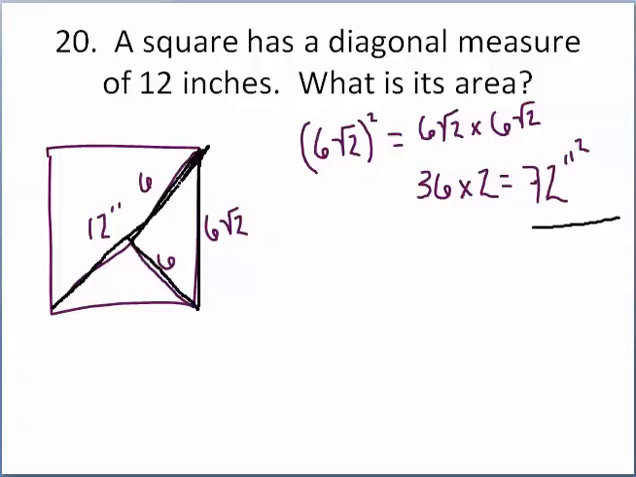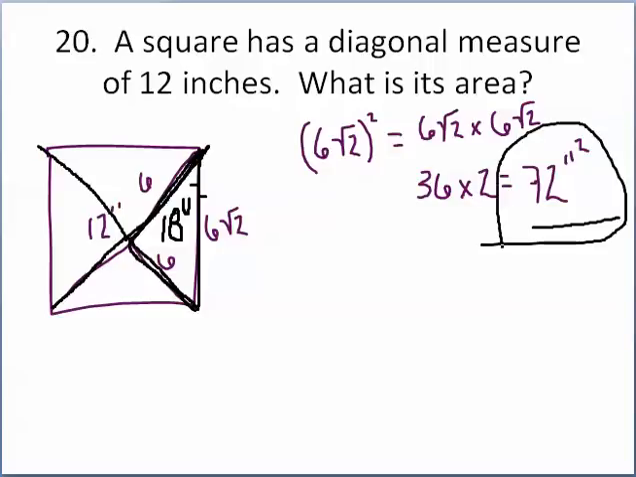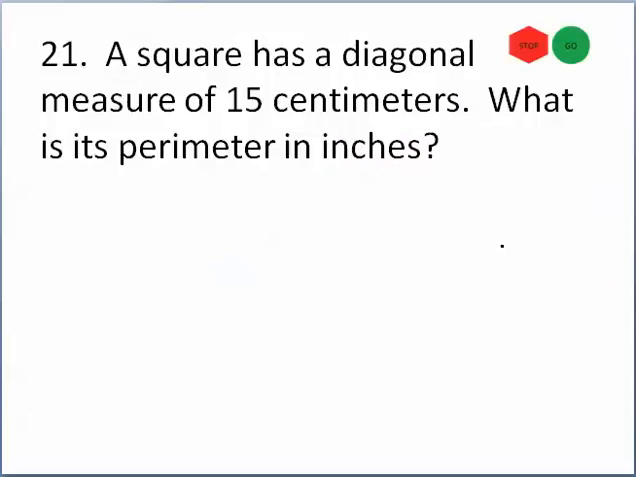Another way of looking at this without dealing with the square root would be to say 6 times 6 is 36, divided by 2 is 18. So this triangle right here is 18 units squared, and there are 4 congruent triangles, so 4 times 18 is also 72 units squared. Two ways of solving the same problem. All right, click on the stop sign, see how you do.